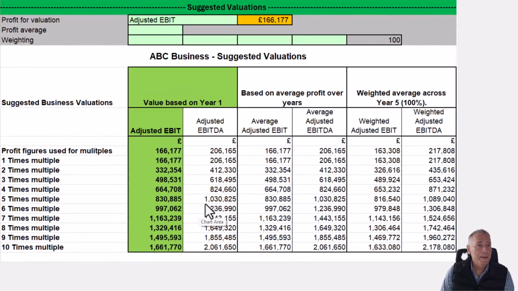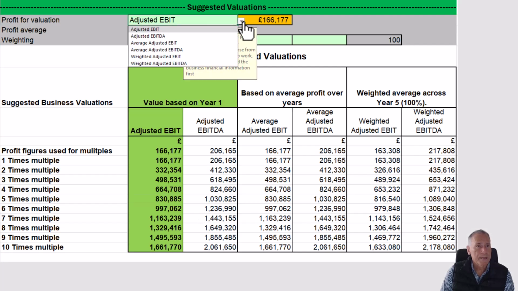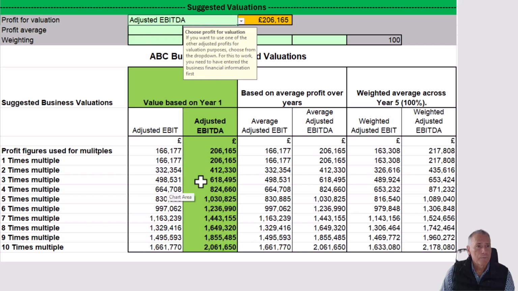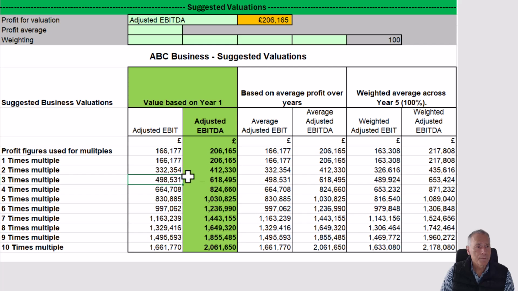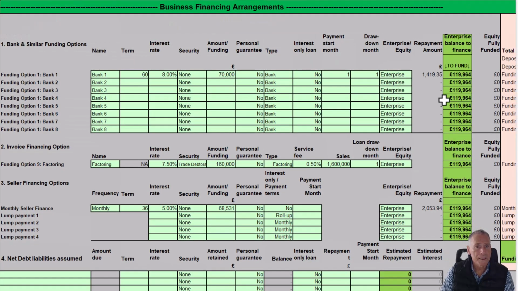So now that we've entered all the numbers, we can also have a look at the other options for profit for valuation. So if I look at the drop down here, we've got adjusted EBIT or adjusted EBITDA, and that will jump between these two. And we've already talked about how there's a big difference here between valuation using EBITDA, which has now been switched to, versus EBIT, and that would pull through into here. So now we've suddenly, by changing the valuation to EBITDA, we've now got another £120,000 to find for that business.